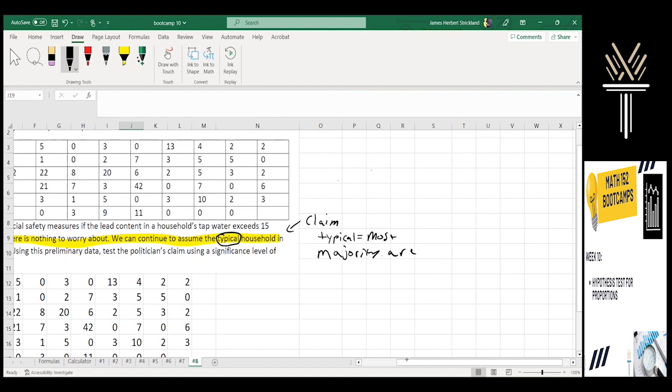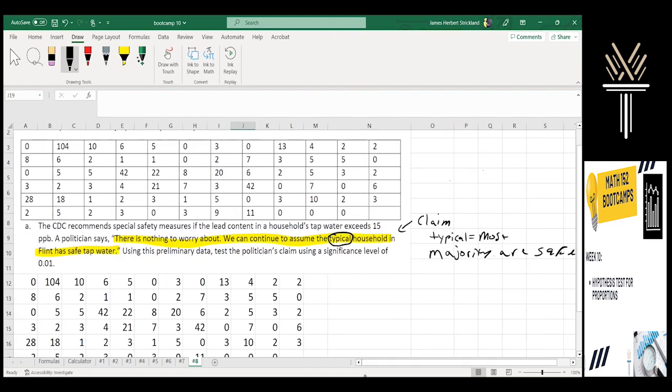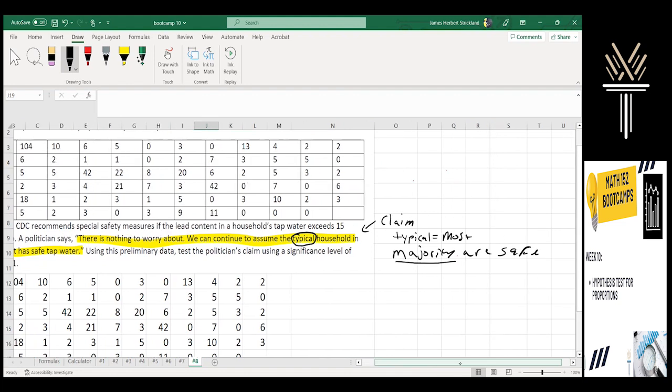Majority are safe, is what they're claiming. We can continue to assume that the typical household in Flint has safe water. If you look at all the houses, the majority are safe. So if we're going to say majority is defined as typical, can majority equal 0.5? No. Majority, if you recall, is defined as simply being greater than 0.5.